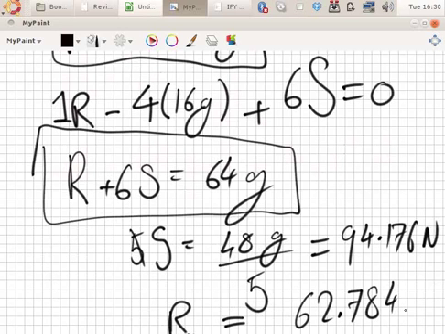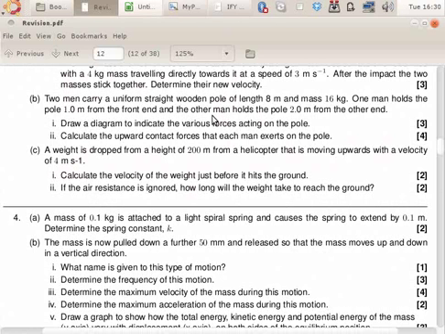62.784 newtons. And there you go. We've now drawn the diagram and calculated the two forces, leaving us only with part C left to do here. A weight is dropped from a height of 200 meters from a helicopter that's moving upwards with a velocity of 4 meters per second. So you have a helicopter going up at 4 meters per second, and then somebody drops a weight out. What is the velocity of the weight just before it hits the ground?